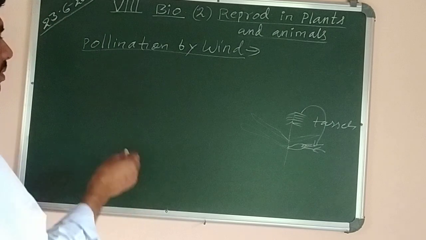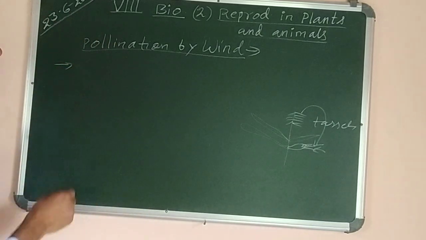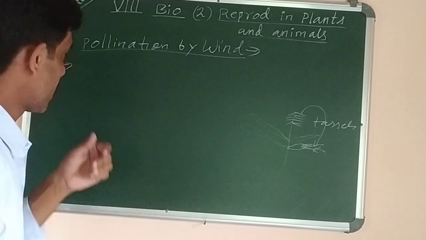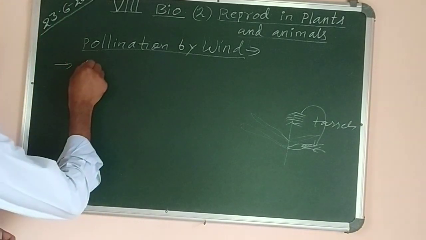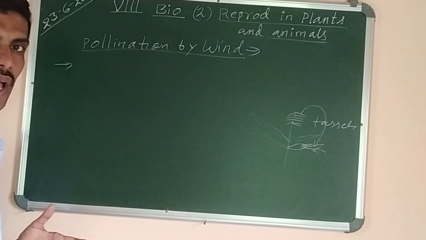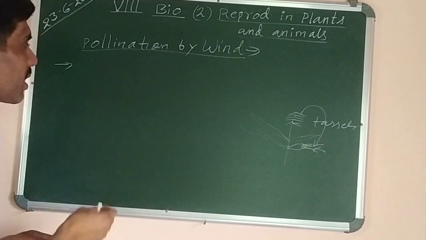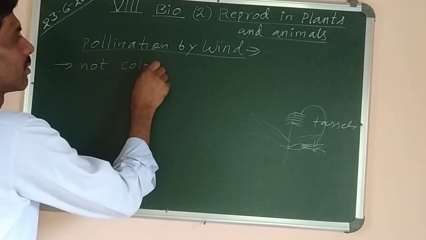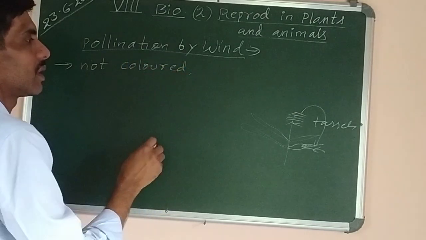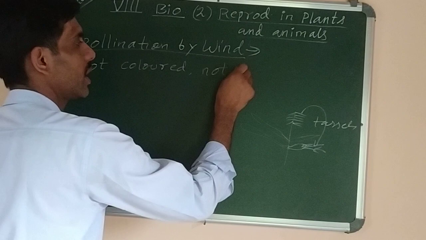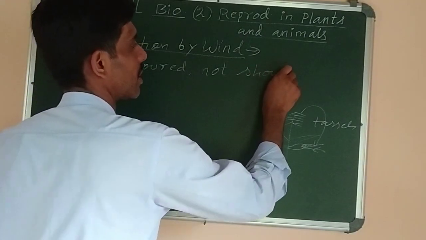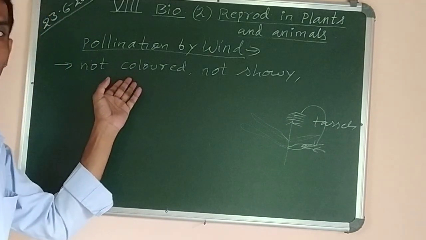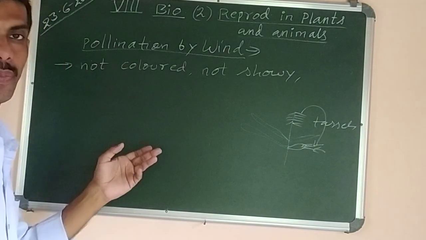Now we will study some of the characteristics of plants or flowers which are pollinated by wind. Number one, since they are pollinated by wind, the flowers are not colorful, they are not showy. The flowers are not colorful because they don't have to attract insects for pollination.